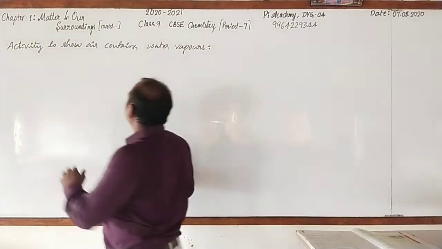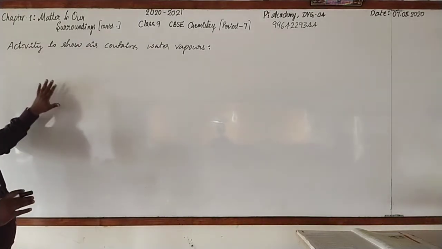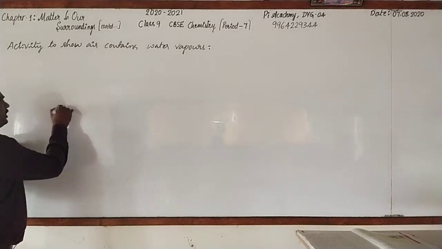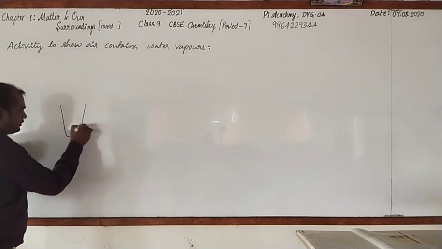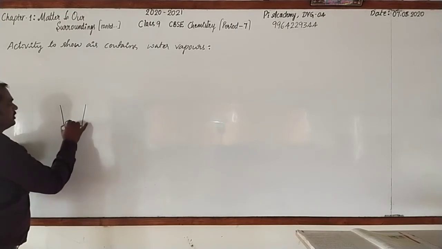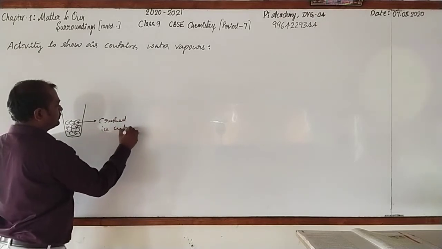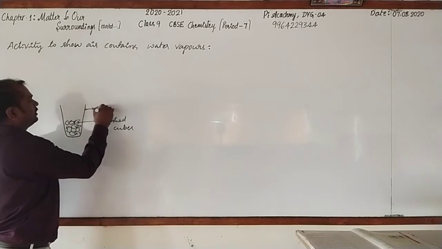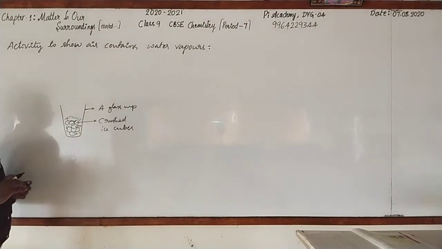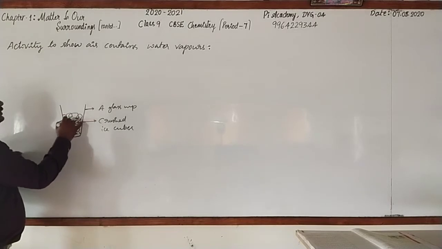Dear students, to show air contains water vapors, we have an activity. To do that, we need some simple materials. Assume that a glass cup is taken or a steel cup is taken. In that, you just put some crushed ice cubes. Here we have taken a glass cup. Then leave it for some time, about 4 to 5 minutes. What can you see on the outer surface of the glass cup?